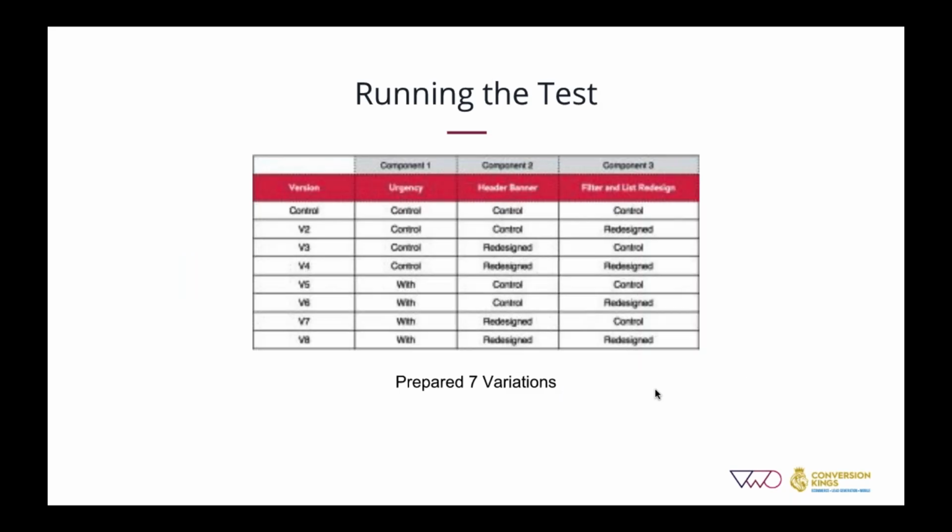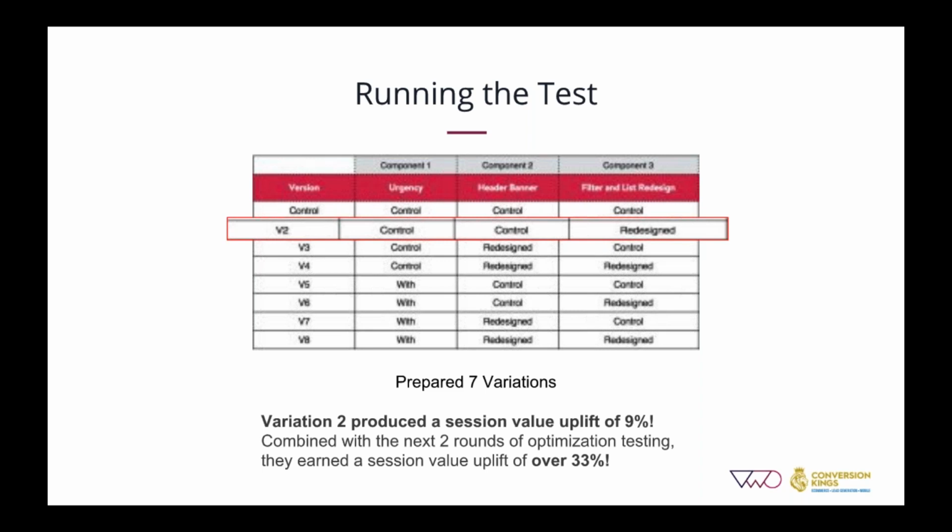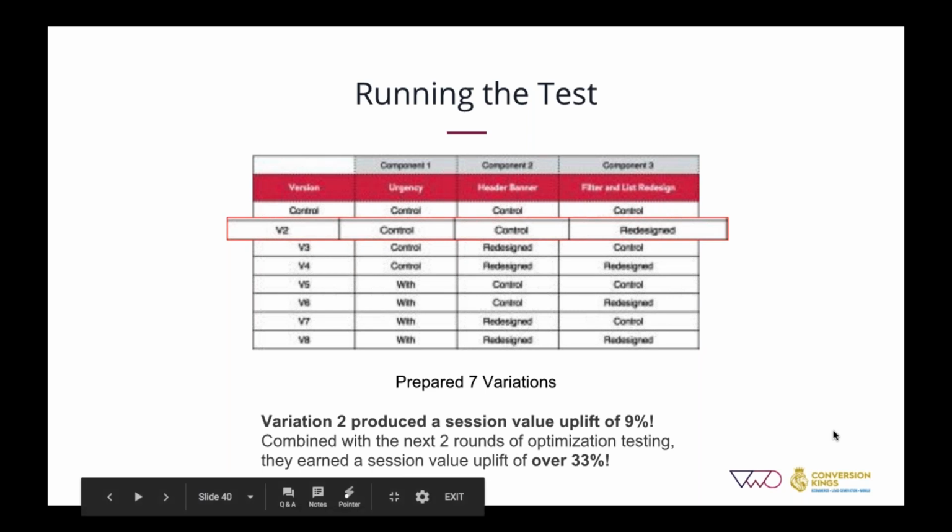they built 7 variations of that test on the basis of urgency, simplified messaging, and the navigation filters. Interested to know which variation won? Well, it was the second variation, where we just changed the filter. We realized that the users were finding it very difficult to find the right event to go to. This saw a session value uplift of 9%.